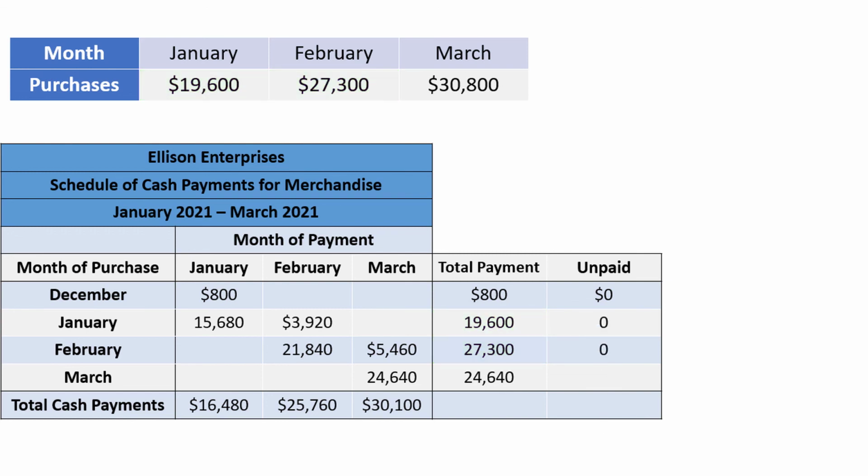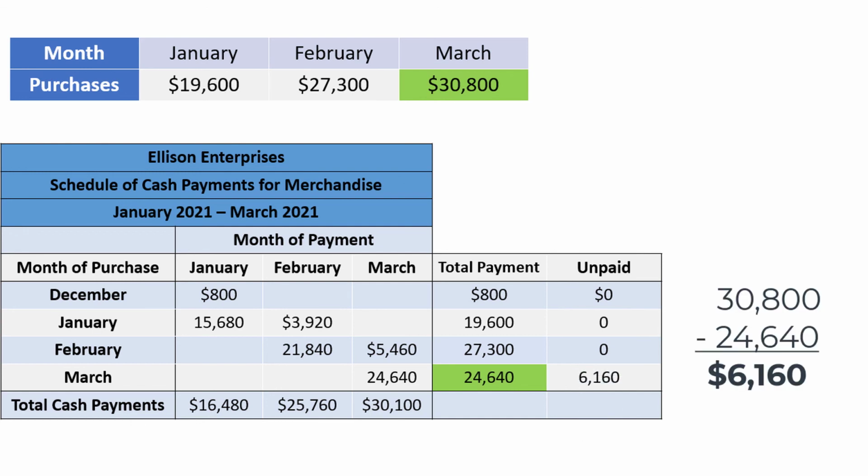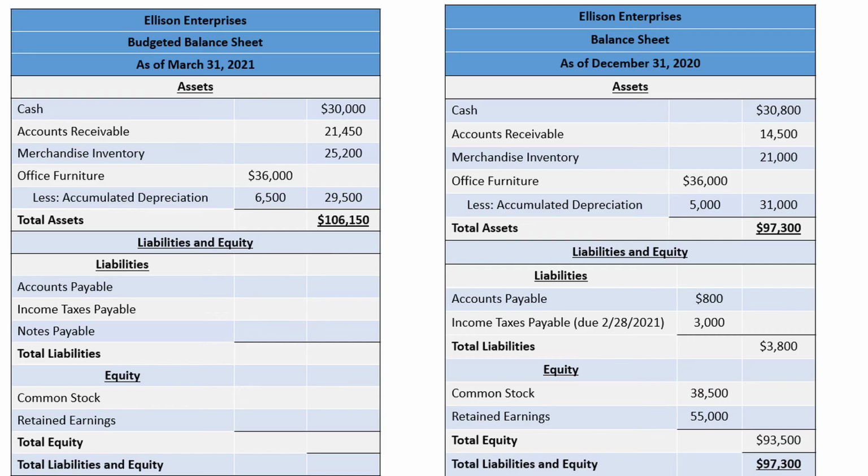Looking to March, there was $30,800 of merchandise purchases, and only $24,640 was paid. This leaves us with $6,160 that still need to be paid from March, which becomes our accounts payable balance. If we had an unpaid balance from the other month purchases, we would have to add them together to get the accounts payable balance. Returning to the balance sheet, we can fill in the $6,160 accounts payable balance that we just calculated. Next, we have the income taxes payable.